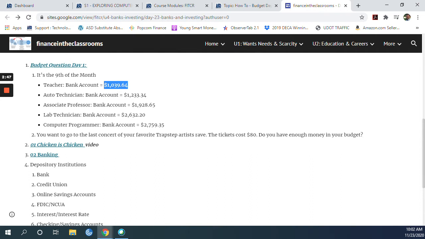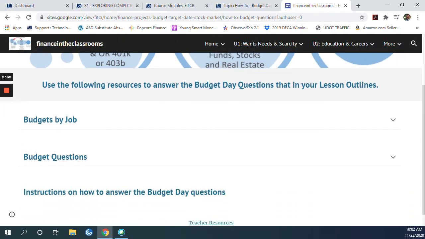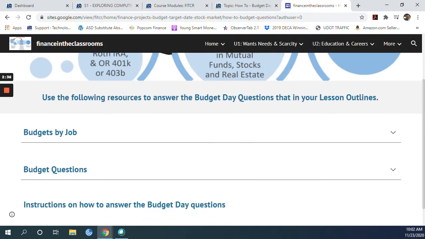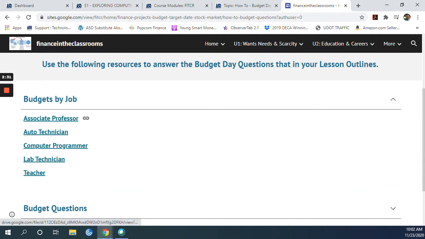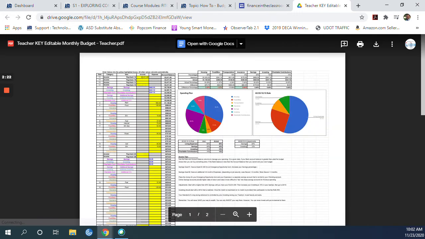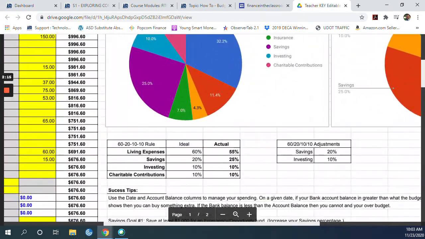All right, now I need to check my electronic budget. If I've got that from Unit 3, I can pull it up. If not, I can click on the link here, and it'll take me to the budget question site, where I can click on this down arrow and open up a copy of the electronic budget for that same job. In this case, I picked teacher, so I'm going to open up the key for the teacher. And then I'm going to zoom in here a bit so that I can see these numbers clearly.